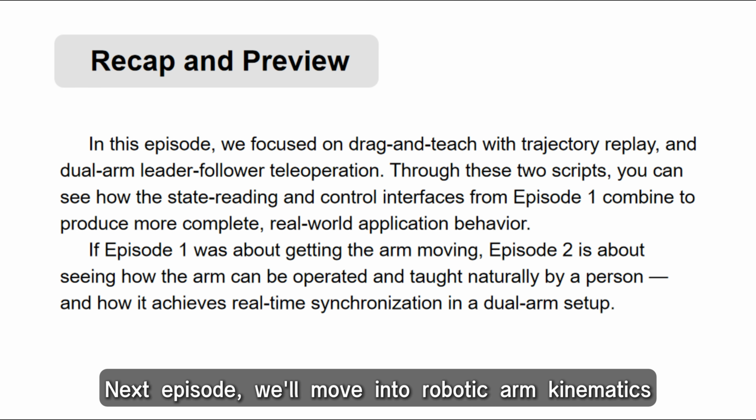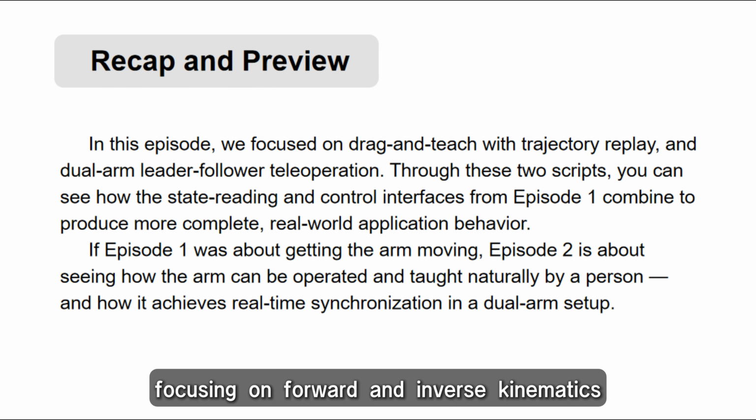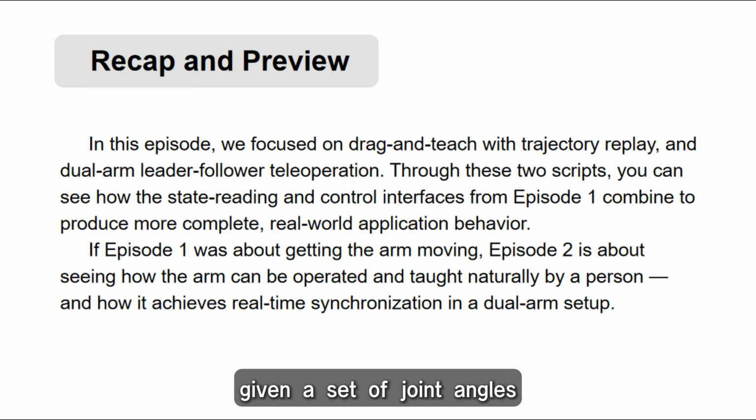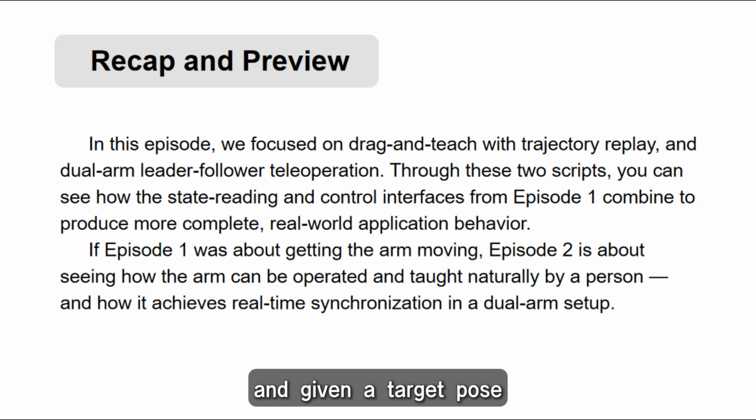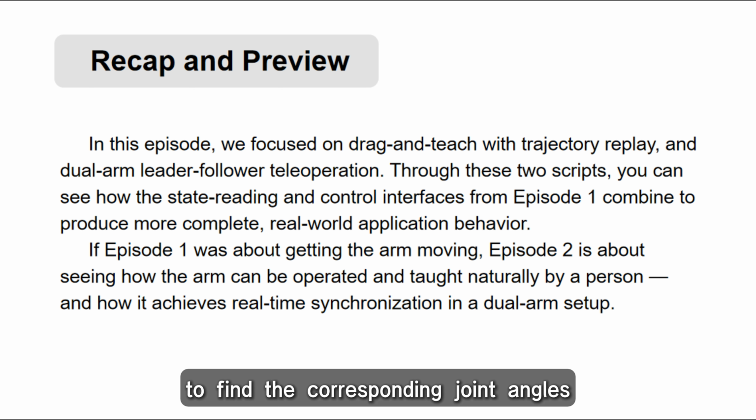Next episode, we'll move into robotic arm kinematics, focusing on forward and inverse kinematics. Given a set of joint angles, how do we compute the end effector pose? And given a target pose, how do we work backward to find the corresponding joint angles?